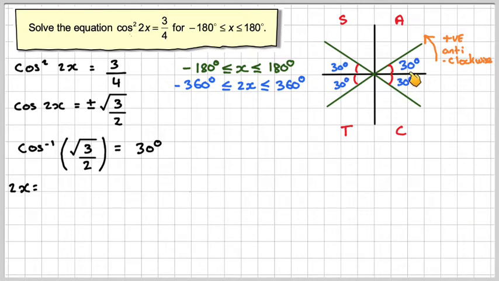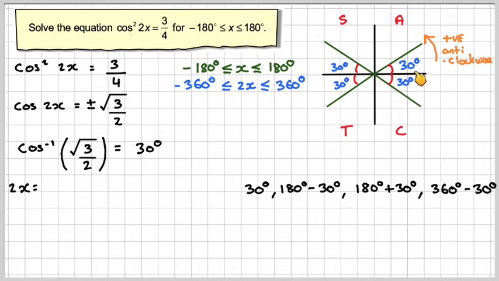So the first one we come across is 30, and then we go to 180 minus 30, and I'm going to write that down. And then 180 plus 30. And then finally going this way, we're going to be at 360 minus 30. We won't take the next one because it goes outside the range of 360.